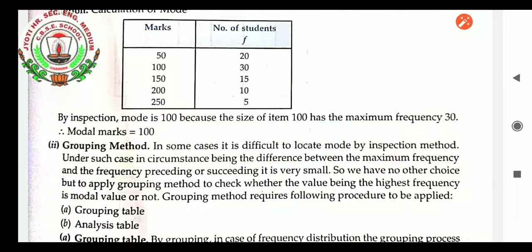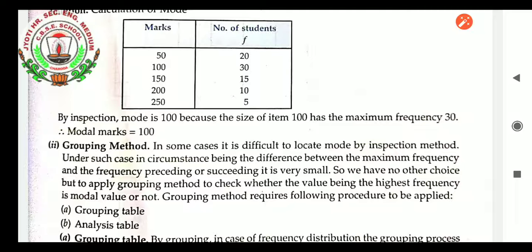If we use the grouping method, what is the grouping method? In some cases it is difficult to locate the mode by the inspection method. For example, if 100 also came 30 times and 150 also came 30 times, how will we judge which is the mode? At that time we cannot say 100 and 150 both are modes. We have to take one. For that we will use the grouping method. In such a circumstance, where the difference between the maximum frequency and the frequency preceding or succeeding it is very small, we have no other choice but to apply the grouping method to check whether the value with the highest frequency is the modal value or not.